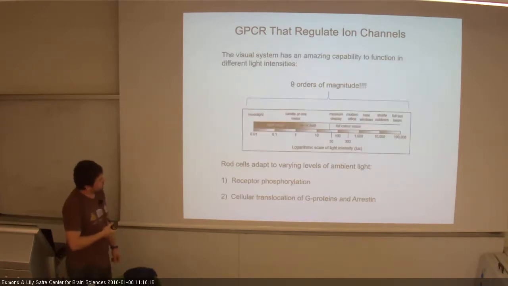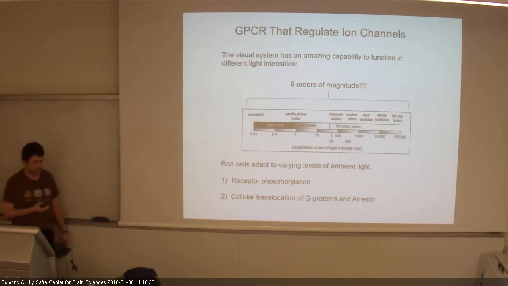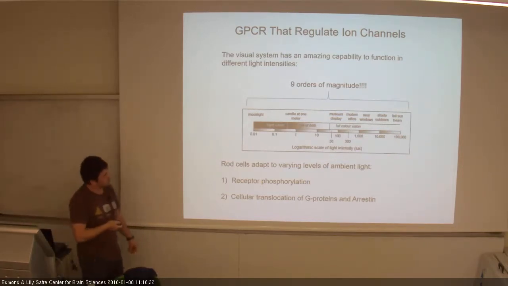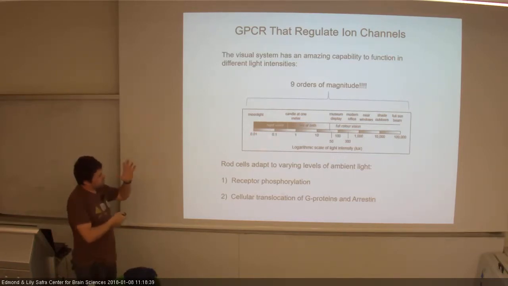So one of the things that's amazing about human vision, and this is something that is pretty unique to humans, is that we have a very, very large spectrum in which we can detect light, or levels of sensitivity where we can function under varying lighting conditions.